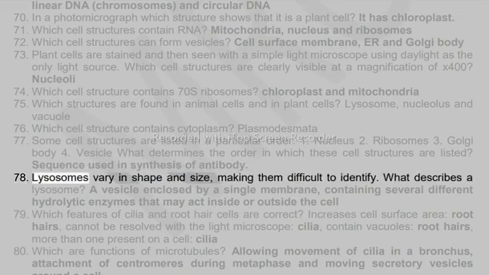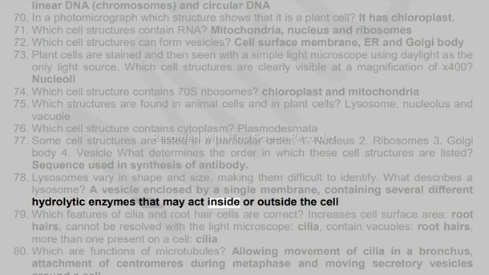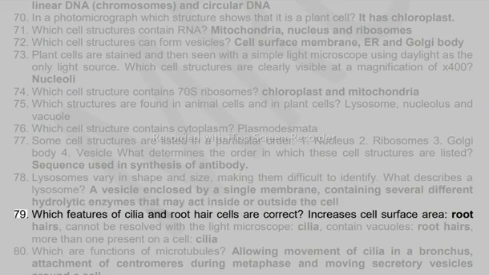78. Lysosomes vary in shape and size, making them difficult to identify. What describes a lysosome? A vesicle enclosed by a single membrane, containing several different hydrolytic enzymes that may act inside or outside the cell.